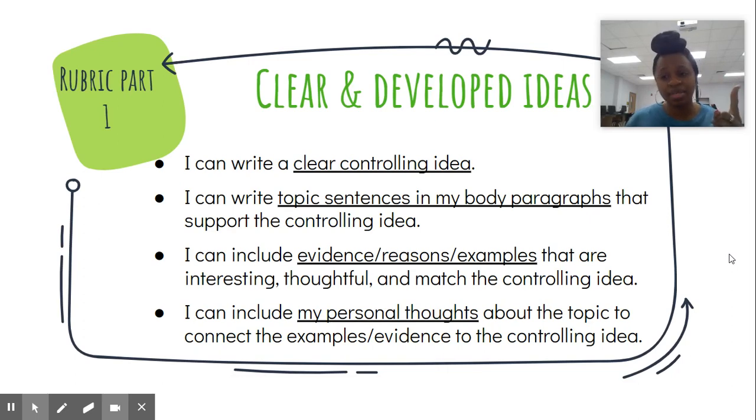All right, so you have to have a controlling idea. Your topic sentences for your body paragraphs should support the controlling idea. And you need evidence, reasons, and examples. Okay? That supports your controlling idea. And then lastly, put your personal thoughts in there too, guys. Okay? All right, let's go to the next section of the rubric.